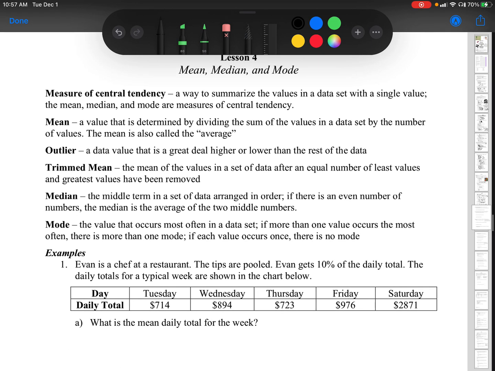Your trimmed mean, basically, the mean is very heavily affected by outliers. So your trimmed mean seeks to mitigate the impact of those outliers. So you take the highest number, you take the lowest number, or highest couple and lowest couple, and get rid of them. And then you recalculate the mean. That would be your trimmed mean is what it's called.